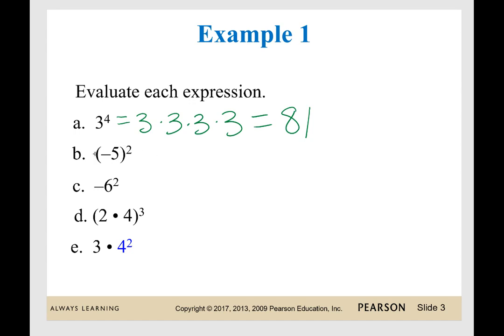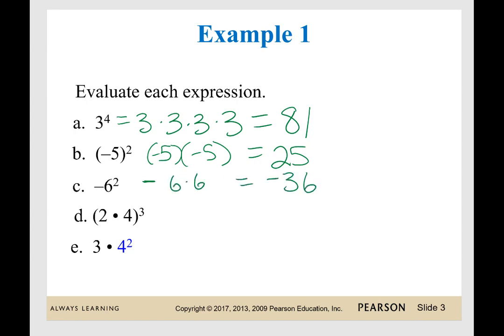All right, -5 squared. Notice the parentheses are around the negative, so the -5 is the number. The base is not 5, the base is -5. So this is -5 times -5, and -5 times -5 is positive 25. All right, if you look at C, notice there are no parentheses this time, so only the 6 is squared, the negative is not. So this is -6 times 6, which is -36.